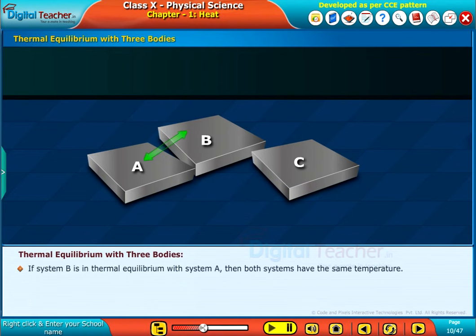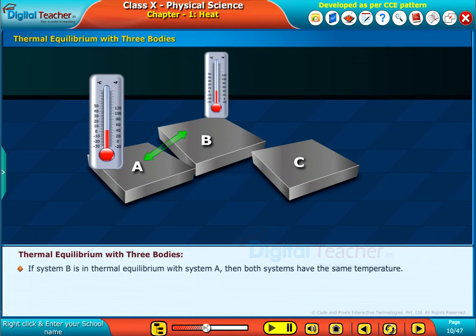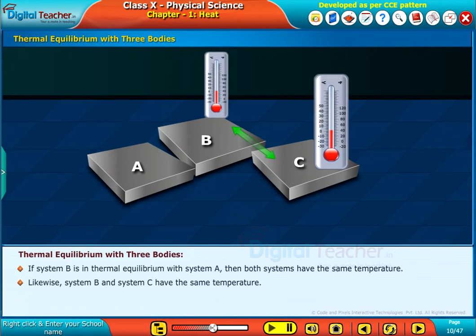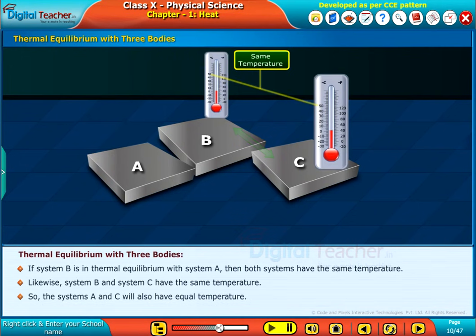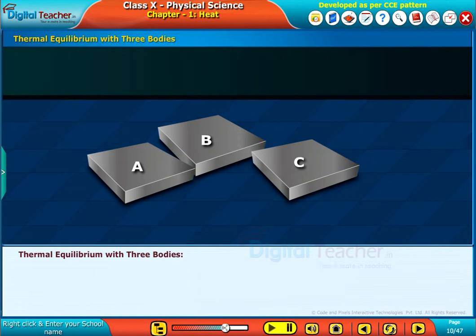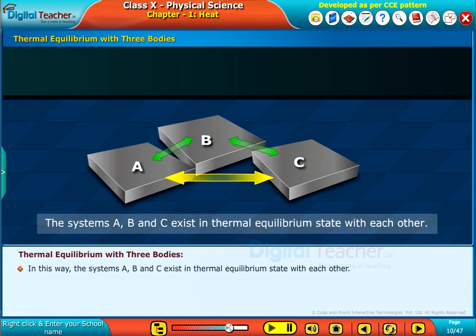If system B is in thermal equilibrium with system A, then both systems have the same temperature. Likewise, system B and system C have the same temperature. So the systems A and C will also have equal temperature. In this way, the systems A, B and C exist in thermal equilibrium state with each other.